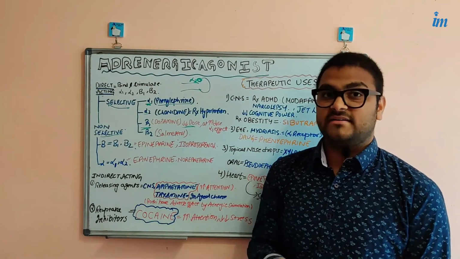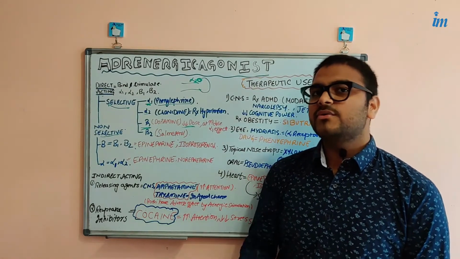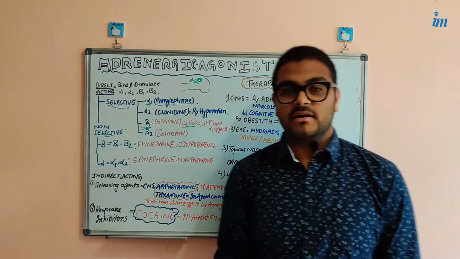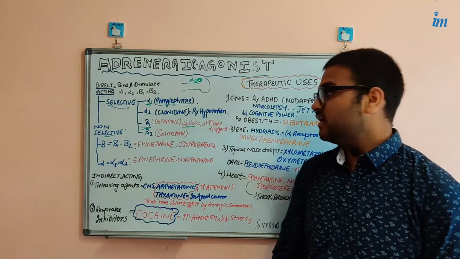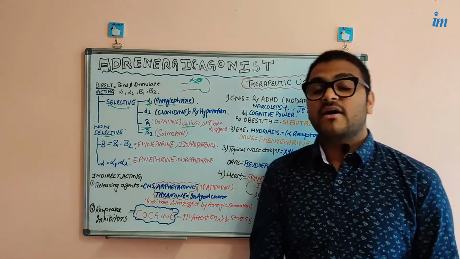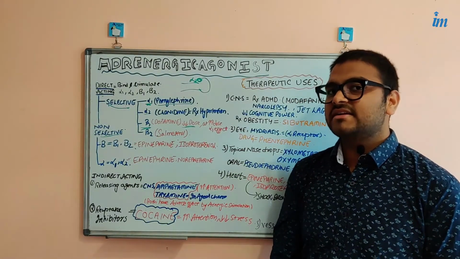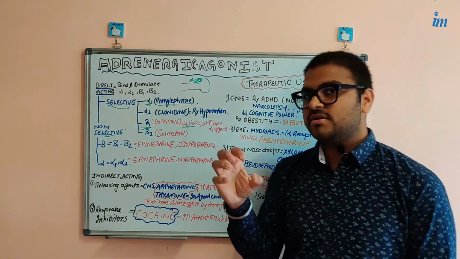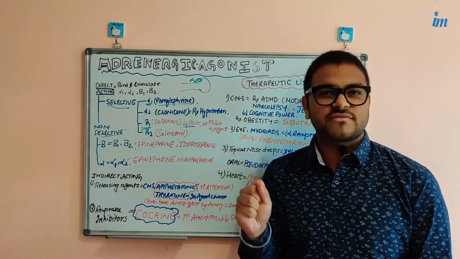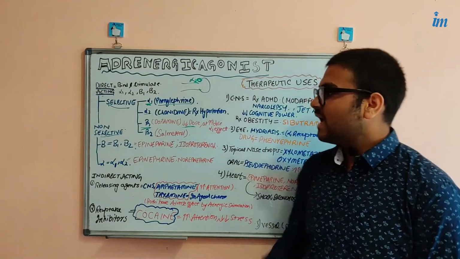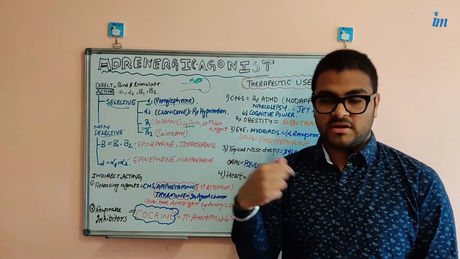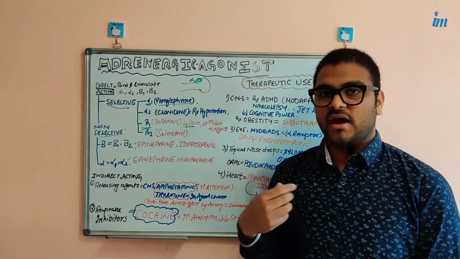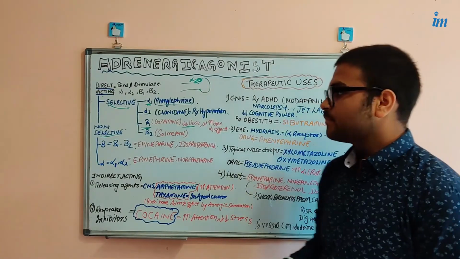It is beta 1 selective in low doses, but if you increase the dopamine level in the body, or inject high doses of dopamine, then it is alpha 1 selective also. The alpha 1 selective action will cause constriction of the peripheral blood vessels, and the beta 1 effect on the heart: when dopamine binds to the beta 1 receptor on the heart, it will increase the heart rate.